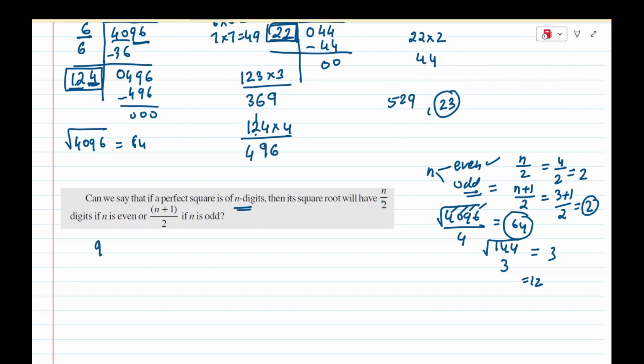Similarly, suppose I have 9, 6, 7, 8, 2, 5, 0, 0. How many digits does it have? 1, 2, 3, 4, 5, 6, 7, 8, which is even. I'm not sure whether there is a square root for this number or not. But as the number of digits is 8, if the square root is possible, the number of digits in its square root will be 8 divided by 2, meaning 4 digits. Clear? Okay.